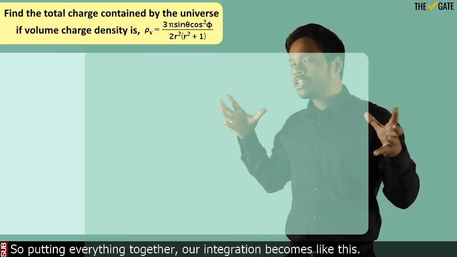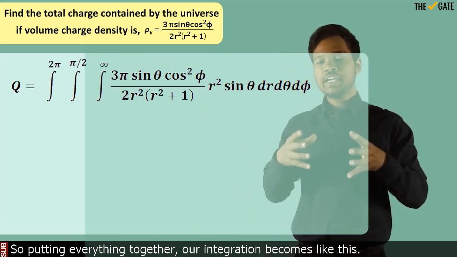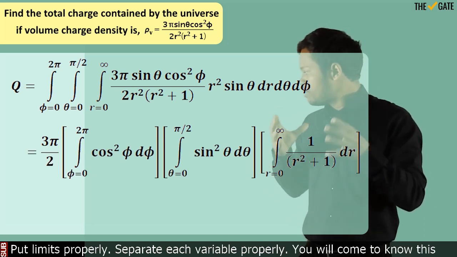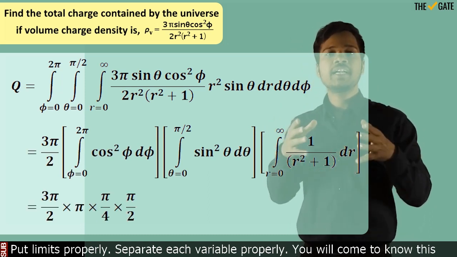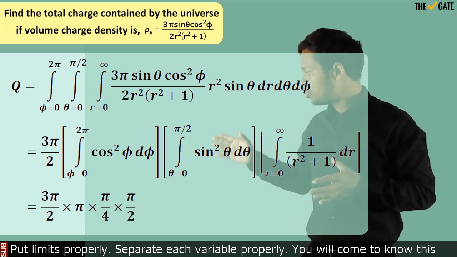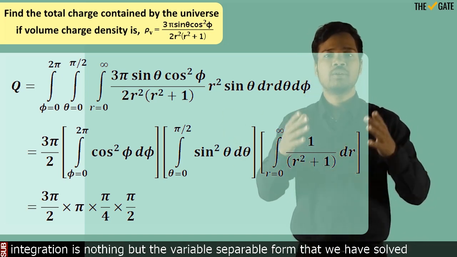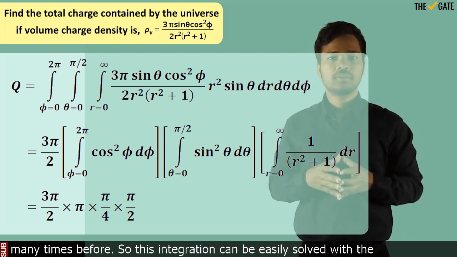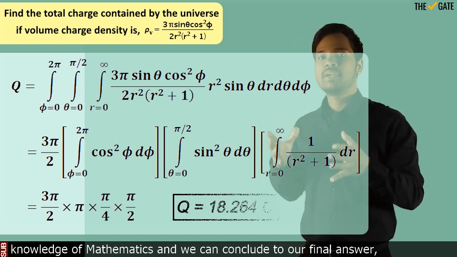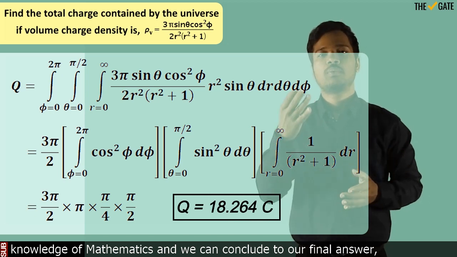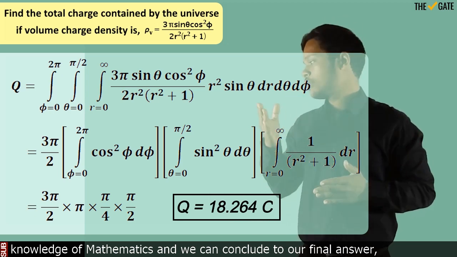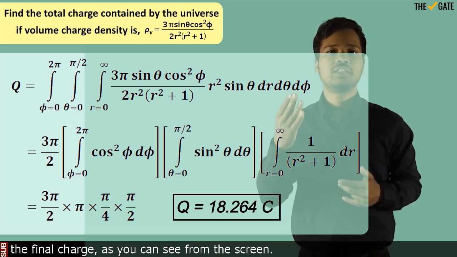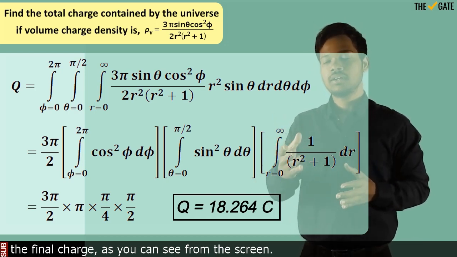So putting everything together, our integration will become like this. Put limits properly, separate each variable properly, and you will come to know this integration is nothing but the variable separable form that we have solved many times before. So this integration can be easily solved with the knowledge of mathematics, and we can conclude to our final answer, the final charge, as you can see from the screen.